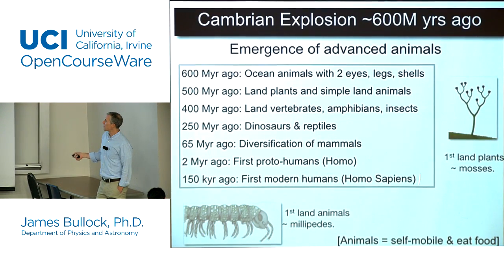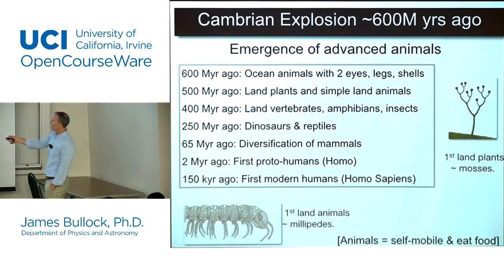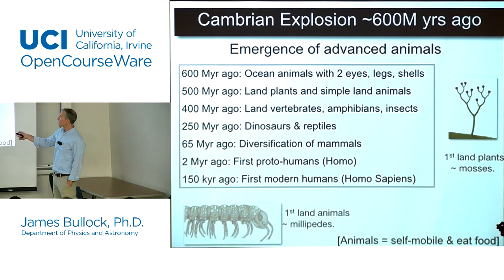Just to get a sense of a timeline here, 600 million years ago you have the ocean. It has animals in it, finally. These animals have 2 eyes, legs, and shells. About 500 million years ago, you get the first land plants and very simple land animals. The first land animals were like millipedes. 400 million years ago, you get vertebrates, amphibians, and insects.